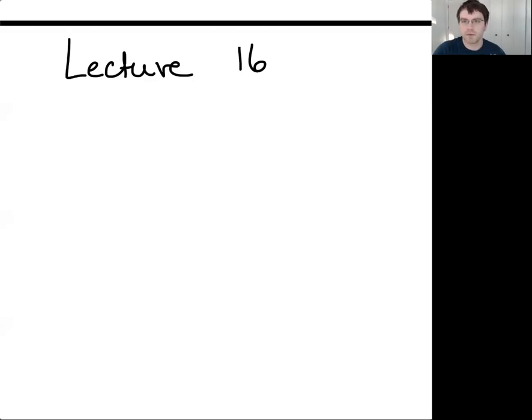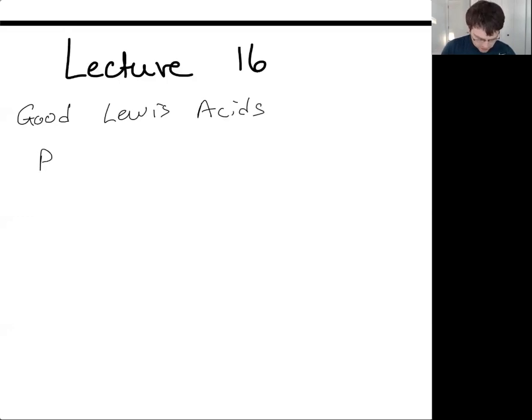So in this lecture, I'm going to touch on some Lewis acid mediated transformations, as these are related to reactions under acidic conditions. So to start, let's talk about some good Lewis acids. And we'll start with POCl3.